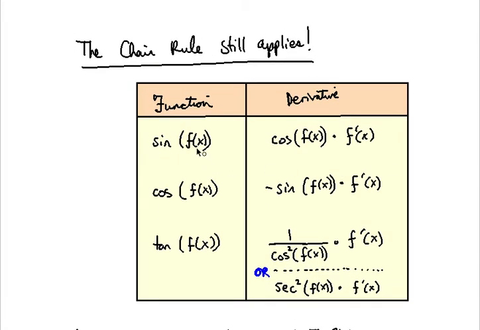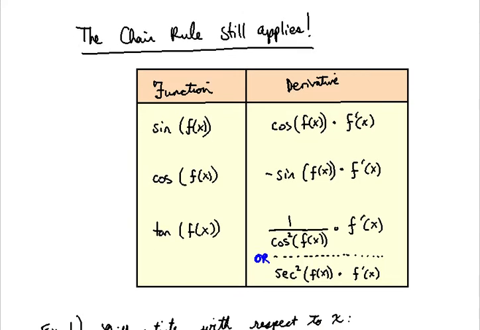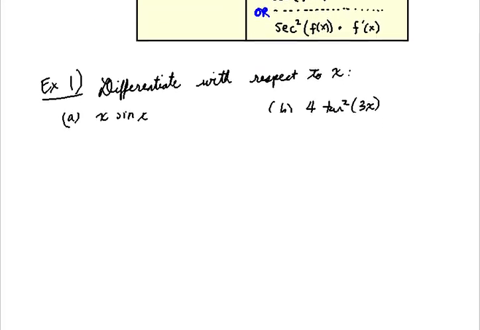Okay, so if I have sine of f of x, this is what the derivative would look like. Notice these are all the primes of the inside function. Okay, everything else stays the same. All right, so let's do a couple examples here.